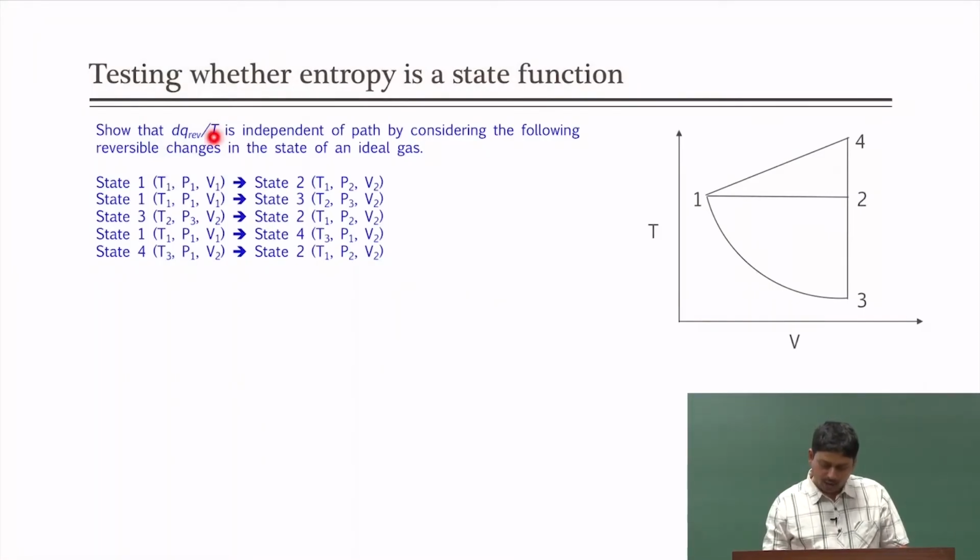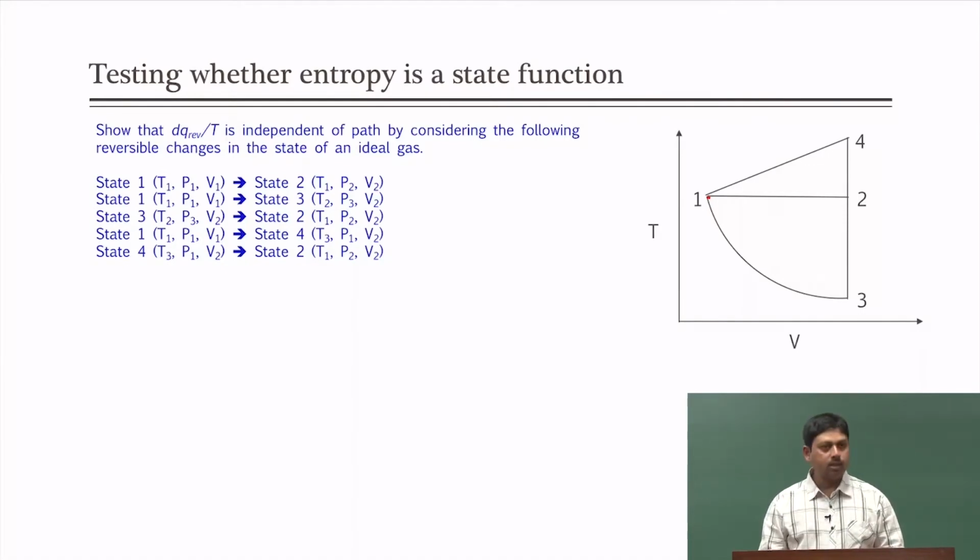Show that Q reversible by T is independent of path by considering the following reversible changes in the state of an ideal gas. We already have done that for the gasoline cycle, that the reversible path is giving 0. Similarly, if you use the diesel cycle also you can get that, but this is a hypothetical cycle, and for this hypothetical cycle we can show that. Let us say the first one is state 1 to state 2. This is a TV diagram, not a PV diagram, not a TS diagram, it is a TV diagram. Therefore, one has to be very careful while looking at it.